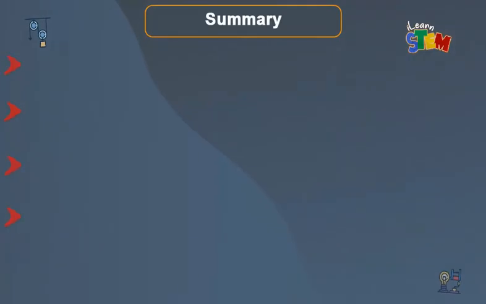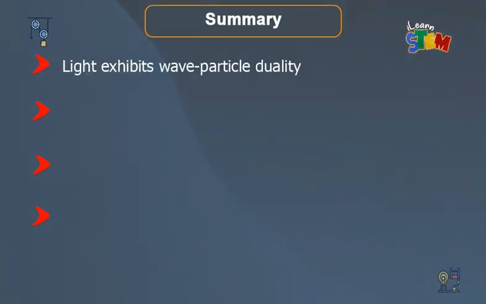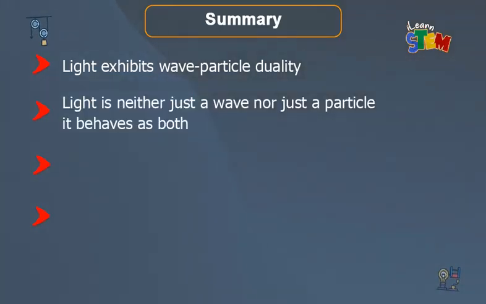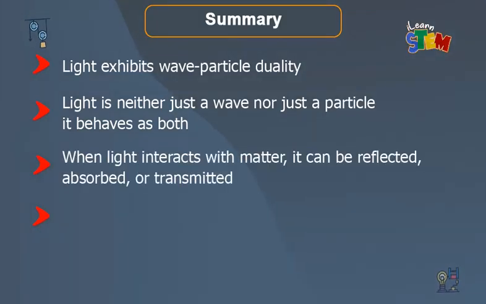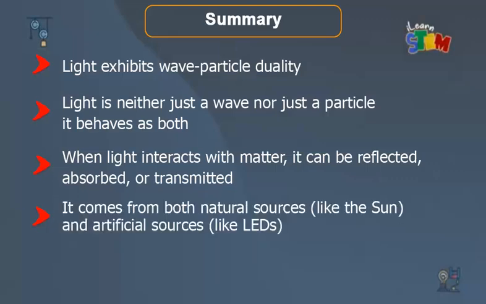Loving the progress. Let's go over what we have learned so far. Light exhibits wave-particle duality. Light is neither just a wave nor just a particle, it behaves as both. When light interacts with matter, it can be reflected, absorbed, or transmitted. It comes from both natural sources, like the sun, and artificial sources, like LEDs.